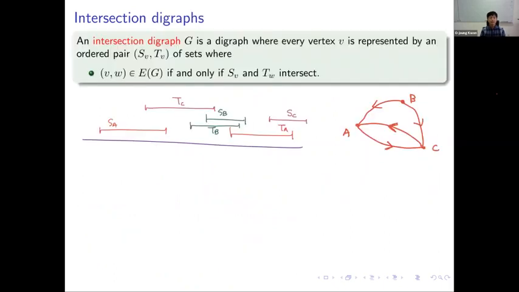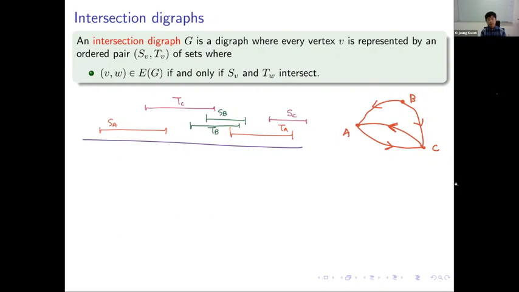So what is an intersection digraph? An intersection digraph is a directed graph where every vertex is represented by an ordered pair of sets, namely S_v and T_v. You can read them as a source set and a terminal set, with the property that there is an edge from v to w if and only if S_v and T_w intersect. Here is an example. You can see that S_B intersects T_A and T_C, so we add an edge from B to A and to C. But because S_A doesn't intersect T_B, we don't put an edge from A to B. Between A and C, you can see that both edges exist.